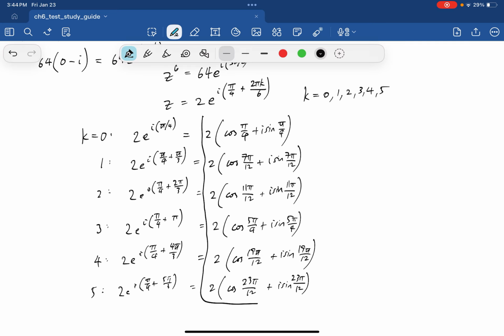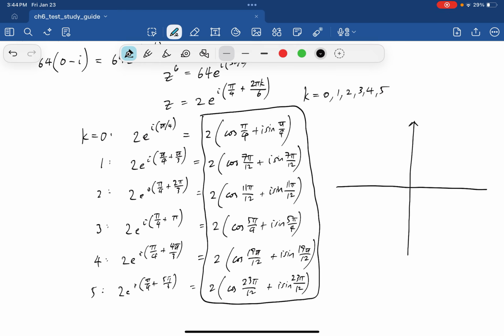So those are our 6 answers. Some of them you can simplify, but the ones over 12 you can't. So plotting them, when you plot them, it's quite important to make sure that you have everything in the right quadrant. So it'll be good to think about which ones are less than or greater than pi over 2, pi, 3 pi over 2, etc. Okay, so 2 cosine pi over 4, that's easy.